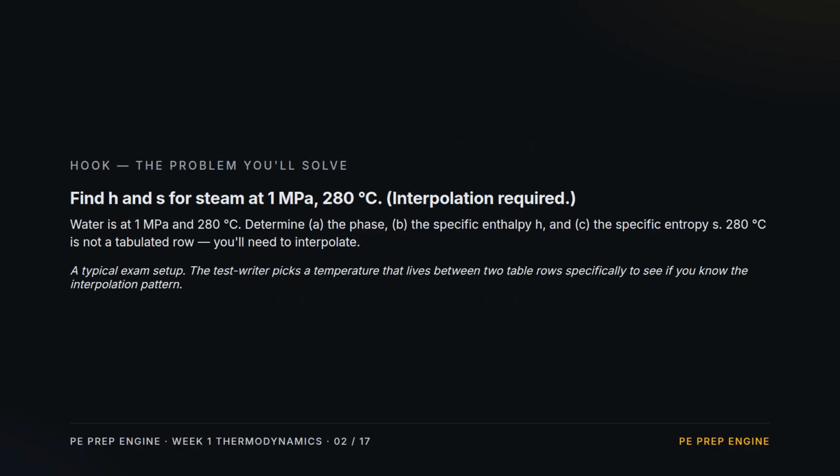Here's the problem. Water at 1 megapascal and 280 Celsius. Find the phase, specific enthalpy, and entropy. 280 isn't a tabulated row. The table lists 250 and 300, so you'll interpolate. Classic exam pattern, a temperature picked between rows to test your interpolation. By the end, you'll do it in about 90 seconds.